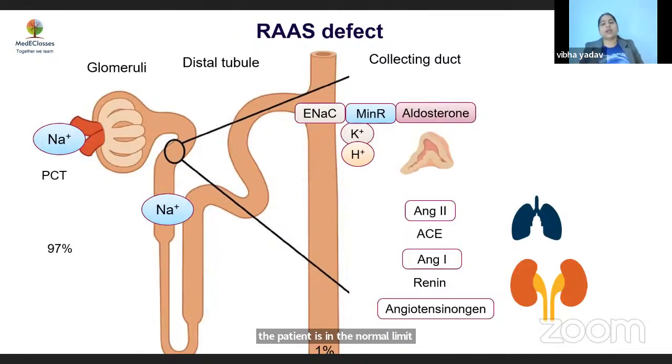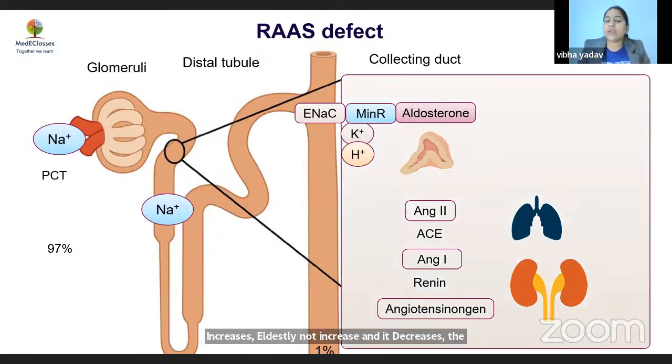So now coming to the RAS defect. As we all know, potassium is regulated and controlled by the RAS axis. When the RAS axis is activated, renin increases, aldosterone increases, and it decreases the potassium. So when there is a defect in the RAS system, it could be anywhere: the ENaC channel, the mineralocorticoid receptor.